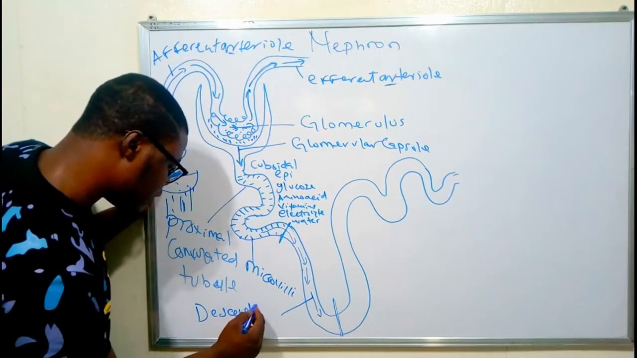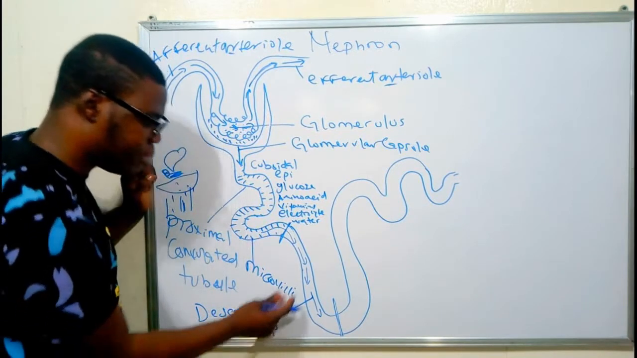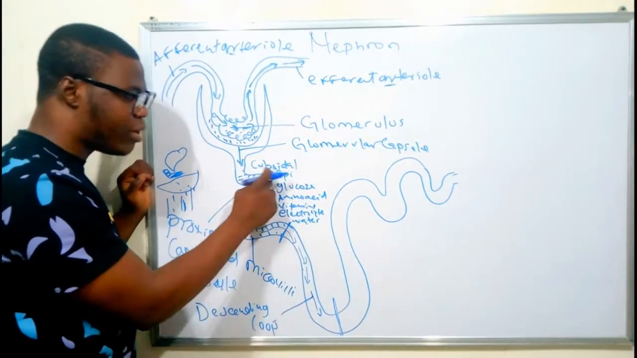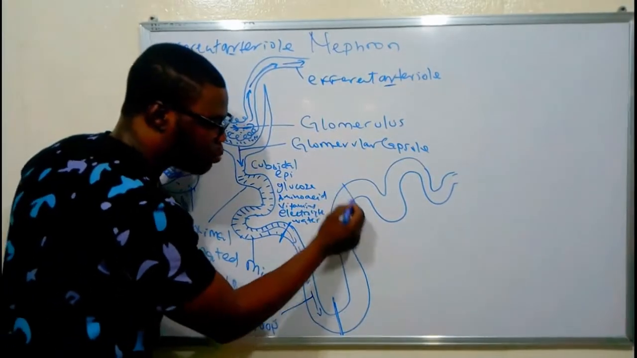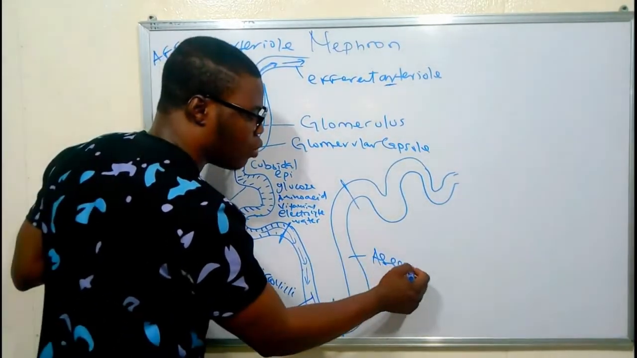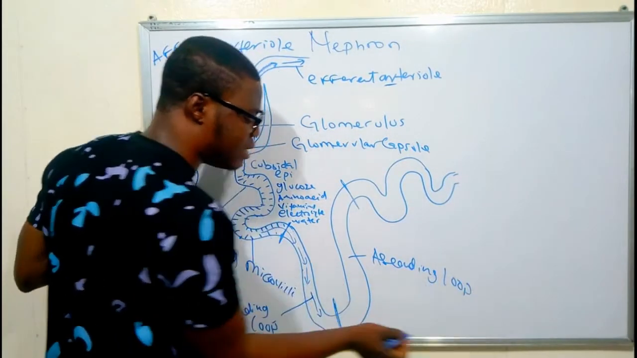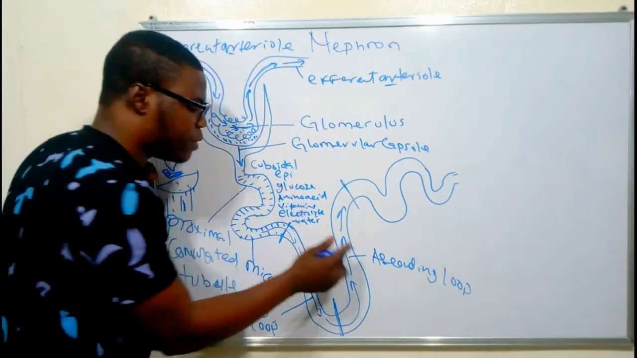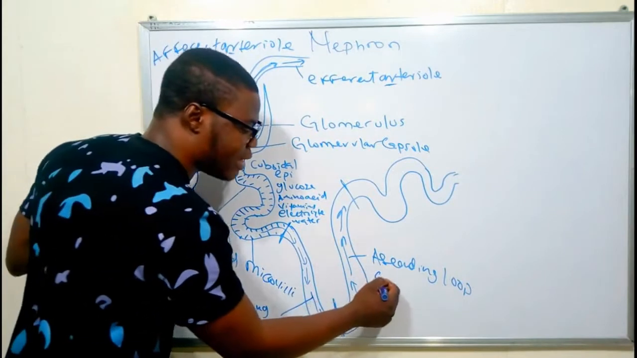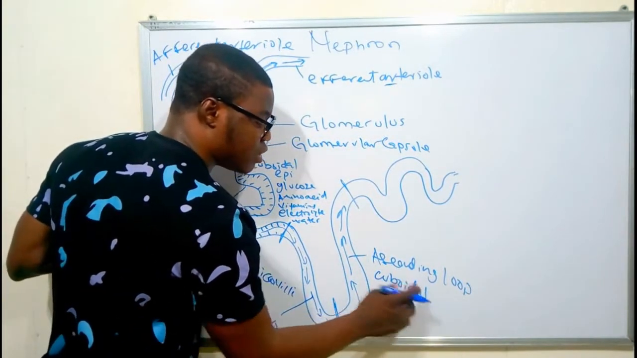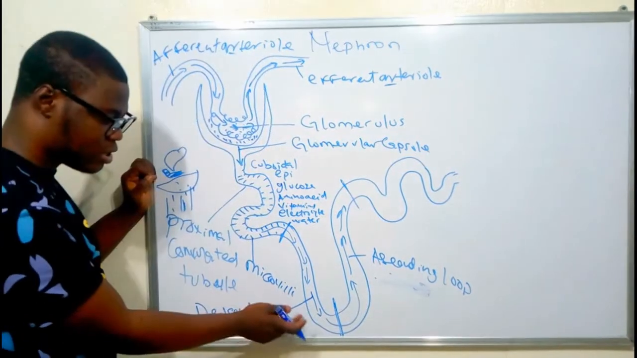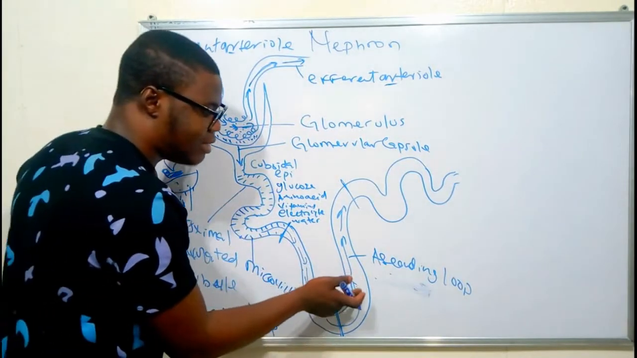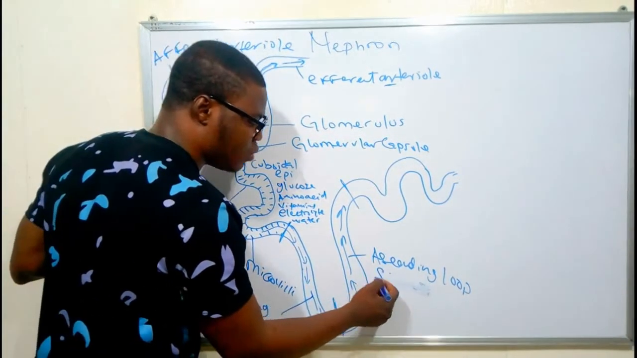Descending loop. The tissue makeup for this descending loop is the same as the proximal convoluted tubule. So the descending loop is lined with cuboidal epithelium. But from here to this place is called the ascending loop. Why? Because the filtrate, which is going to form urine later, is going to move upward. And when something moves upward, it means it's ascending. So this place is called the ascending loop. It is lined with, oh sorry, squamous epithelium. This is cuboidal epithelium, the descending loop, which is the same tissue makeup as the proximal convoluted tubule. But at the distal region, the ascending loop is lined with squamous epithelium.